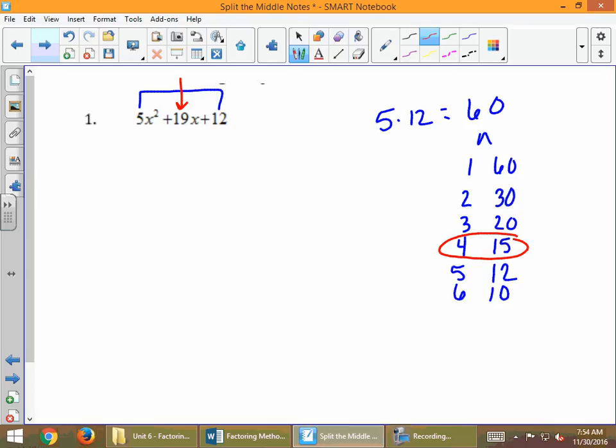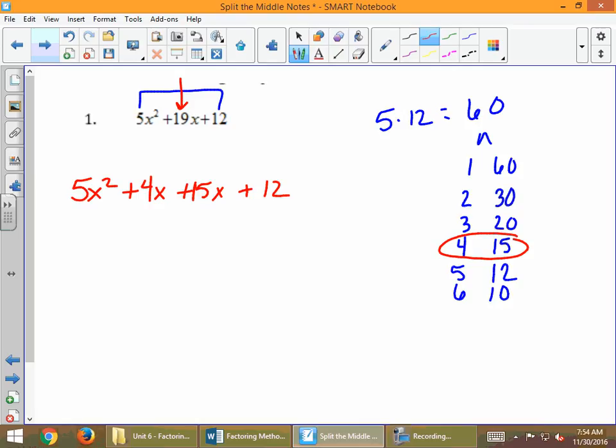So we have to rewrite this with our middle split. So you're going to write that first term the same, and then rewrite your middle using those 2 numbers. What do we have to write next to those numbers, though? X. You can't forget that. You have to remember to write x's next to it. Your middle term has an x, so these guys have to have an x. And 12. Now we have 4 terms.